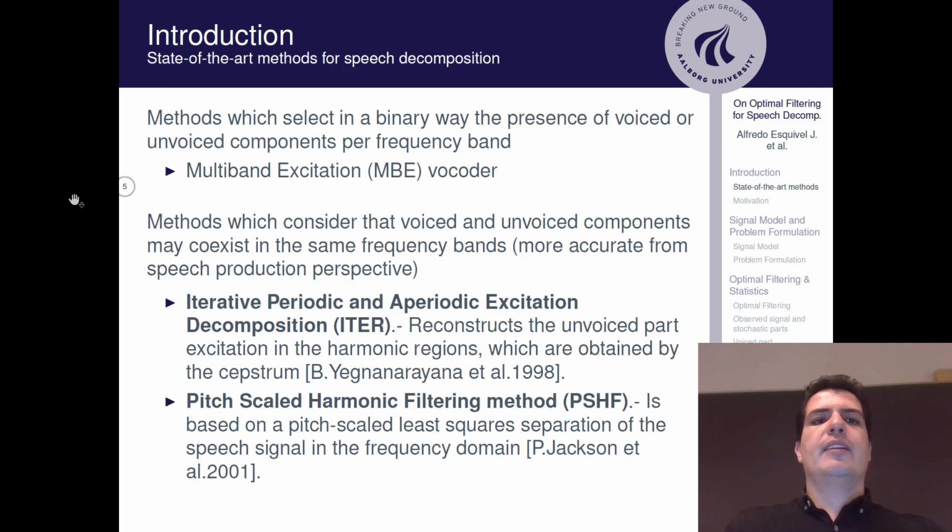So in the state-of-the-art methods, there are methods which select in a binary way the presence of voice and non-voice components per frequency band, such as the multiband excitation vocoder. But this is not very accurate from a speech production perspective. So there are methods which also consider that both components can coexist in the same frequency bands. And the most cited methods in this way are an iterative periodic and aperiodic excitation decomposition, which here we denote ITER. And this method reconstructs the voice part excitation in the harmonic regions, which can be obtained by the Kjær, and also a method based on the pitch scaled harmonic filtering.